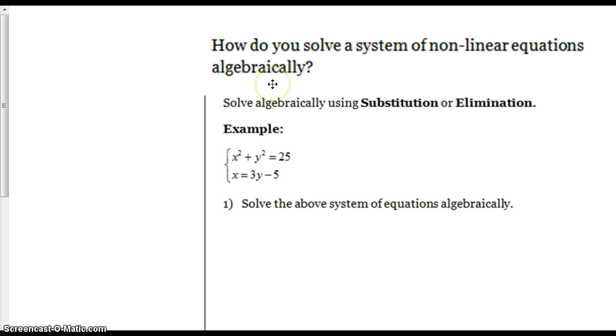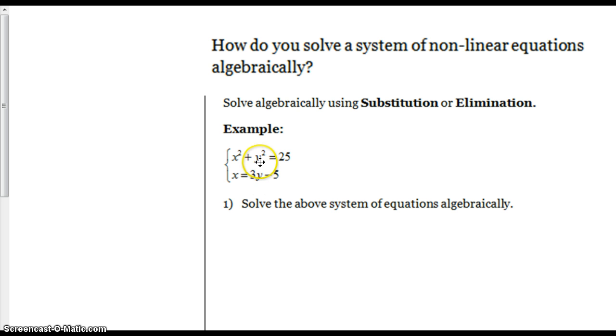So the difference when it comes to solving is you can, again, use graphing or solve algebraically using substitution or elimination. So our first example here is a circle. See how it has x squared and y squared, so it's a circle. And then we have a line. We have no x and y are not squared. So we have a circle and a line, and they want us to solve where the system intersects.